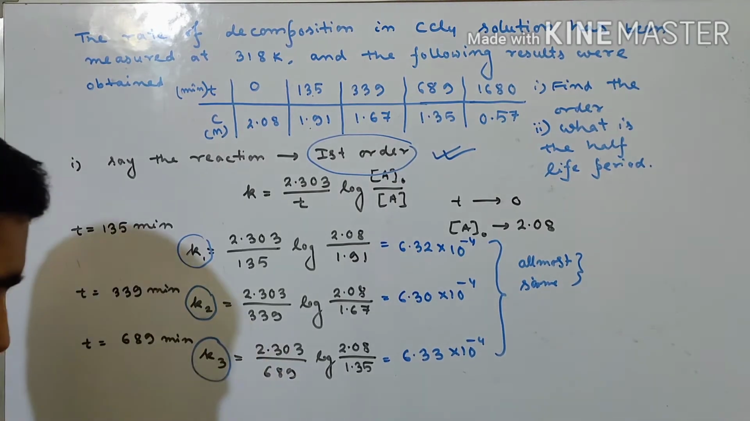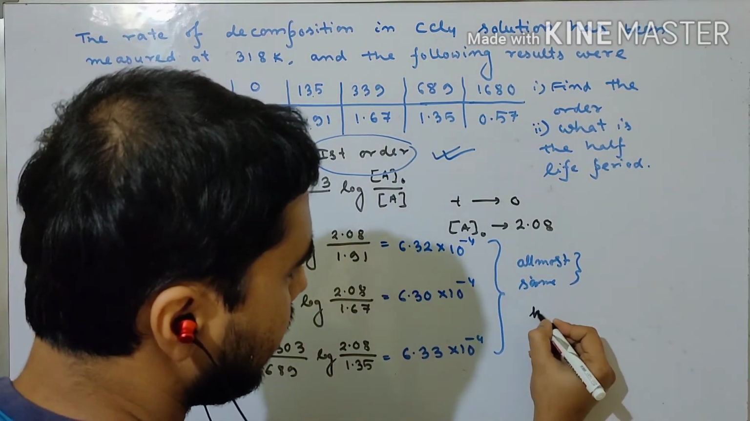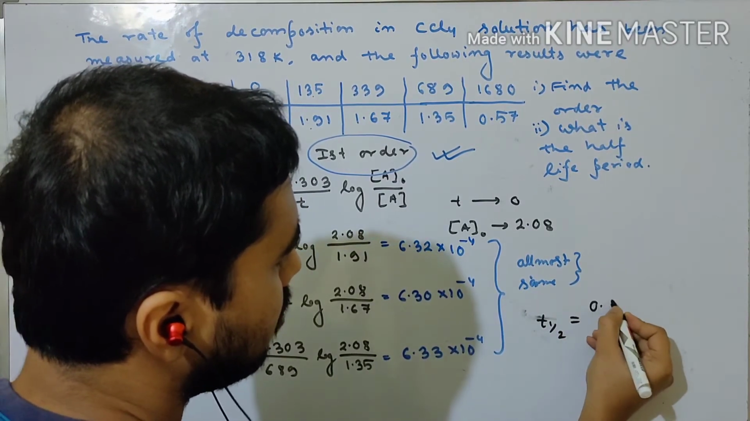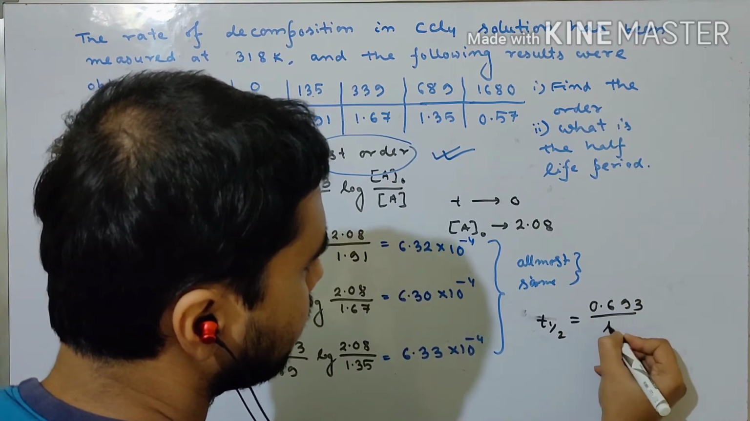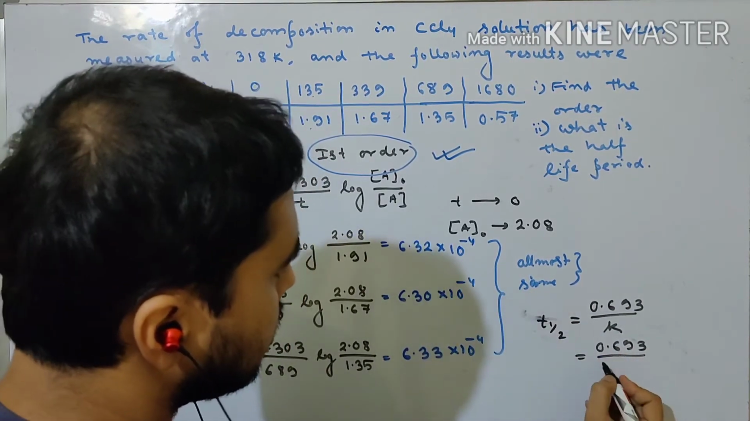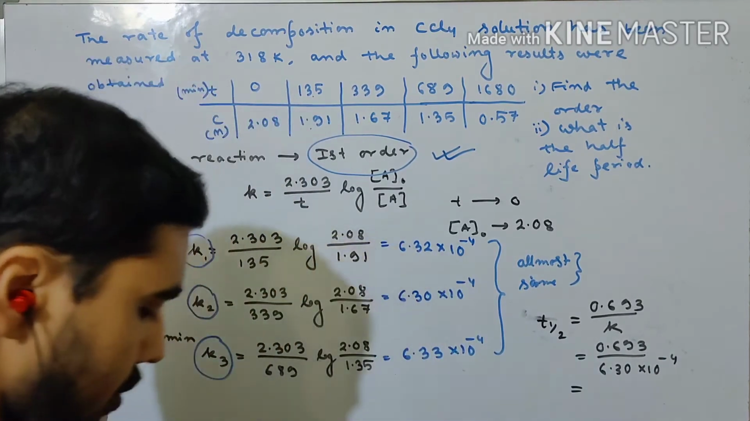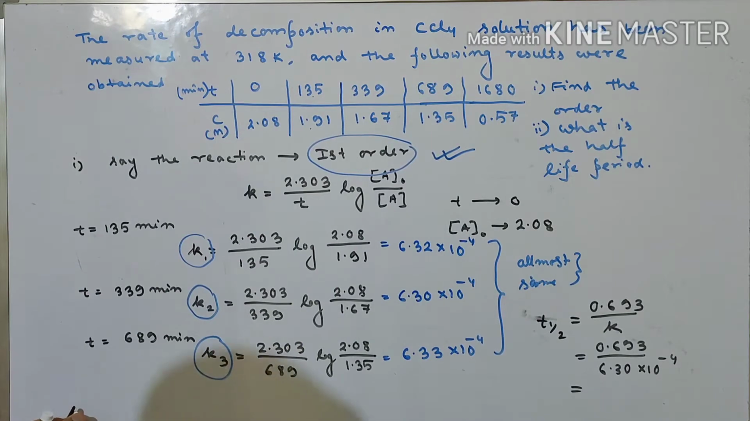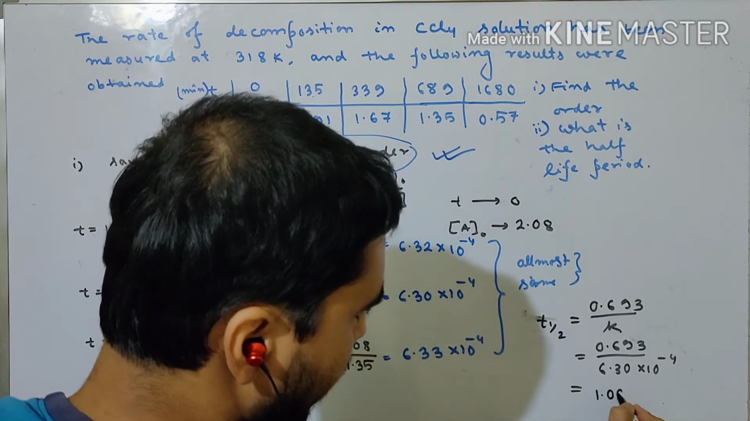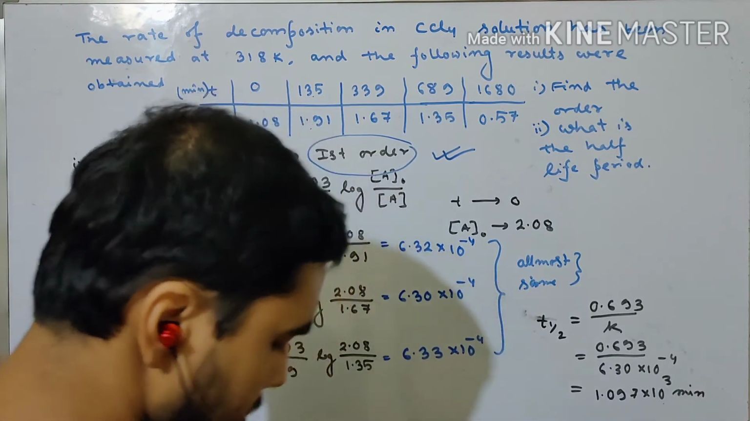Now for a first order reaction, we also know that T half is equal to 0.693 by K. So you just put this value, K is 6.30 into 10 to the power minus 4. If I put this value, I will get 1.097 into 10 to the power 3 minutes.